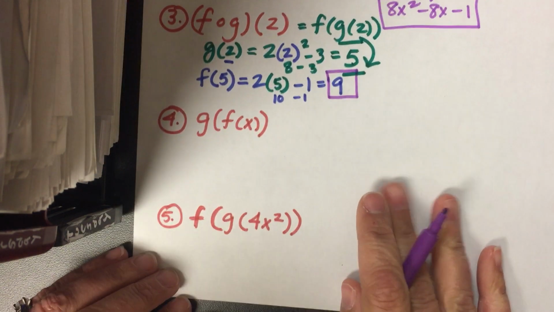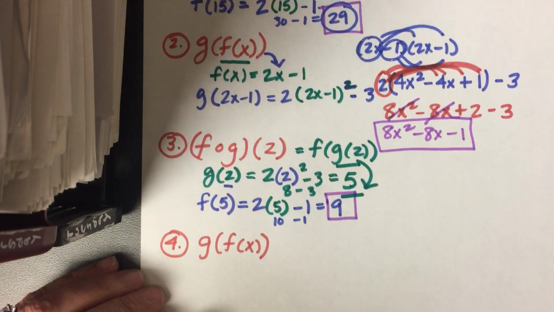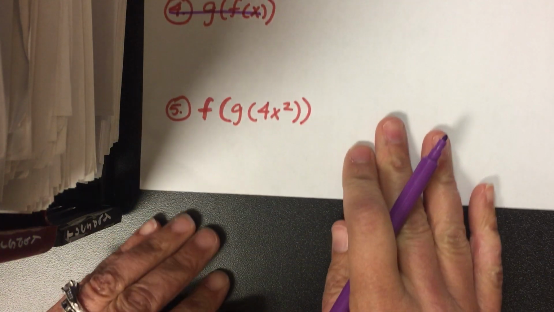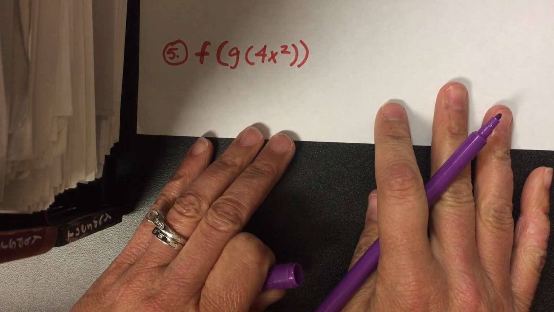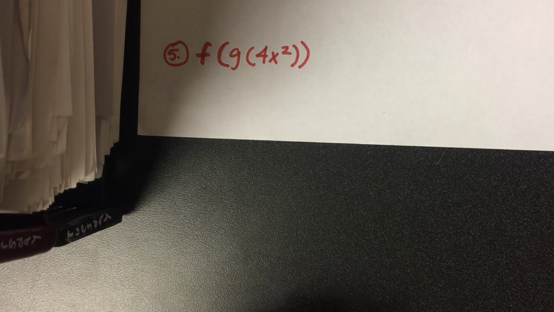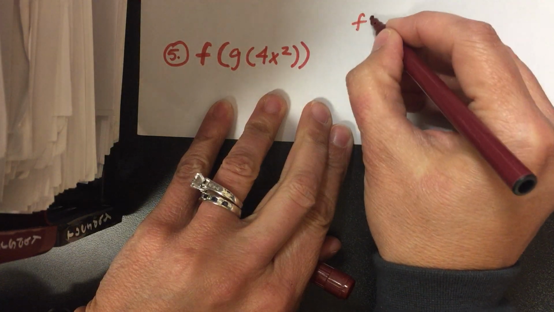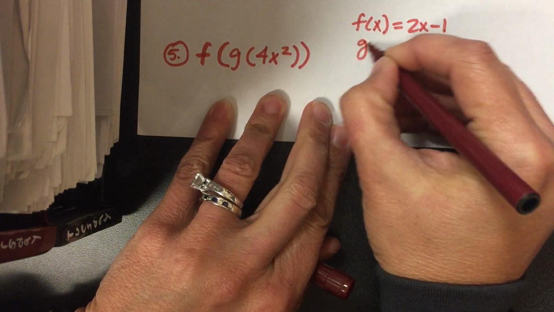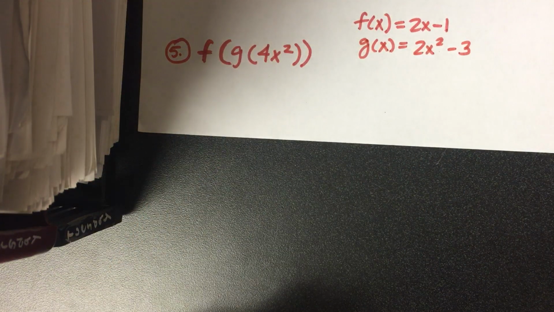Okay. Now what if I did g of f of x? Whoops, sorry, we've already had g of f of x. Sorry, that's a repeat. So let's move down here to number 5. Number 5, we have f of g of 4x squared. So just to get this in the same frame, remember, f of x equals 2x minus 1, and g of x is equal to 2x squared minus 3. So there's your two functions.